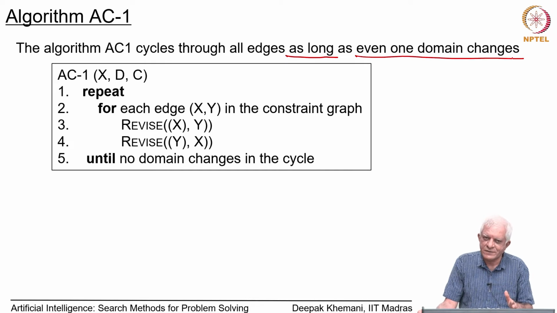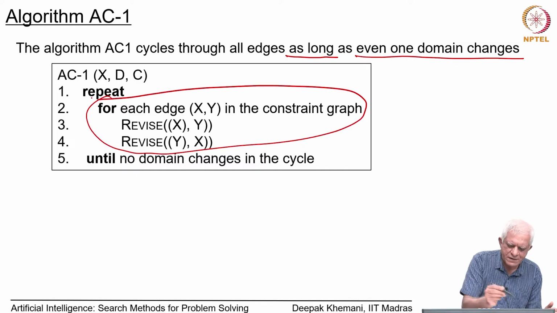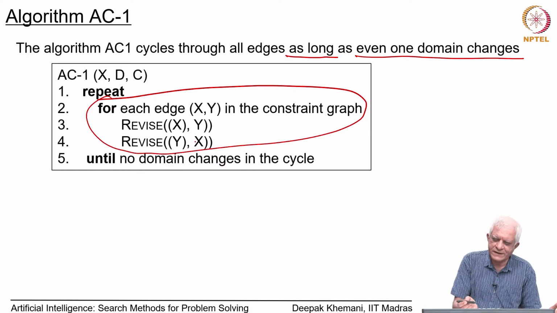It is a correct algorithm, it may not be an efficient algorithm. We will try and make it efficient as we go along. So, what does this algorithm do? It simply says what we said earlier, which was this, that for each edge x y in the constraint graph, call revise x y and call revise y x essentially.